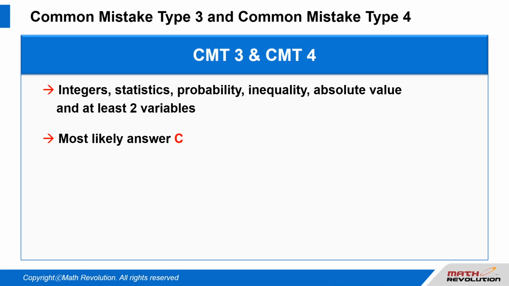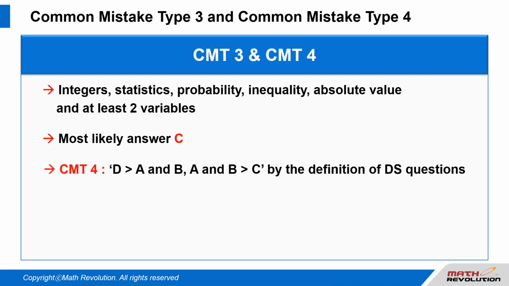CMT4B appears in the exam from time to time if you're getting close to a score above 50. CMT4B does not appear in the exam as frequently as CMT4A. There are 1 or 2 questions per exam, but if you get those questions right, your score will increase by 30 points. Common mistake type 4A and B.